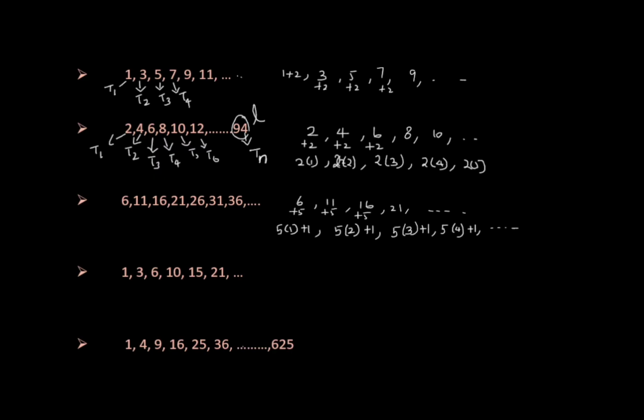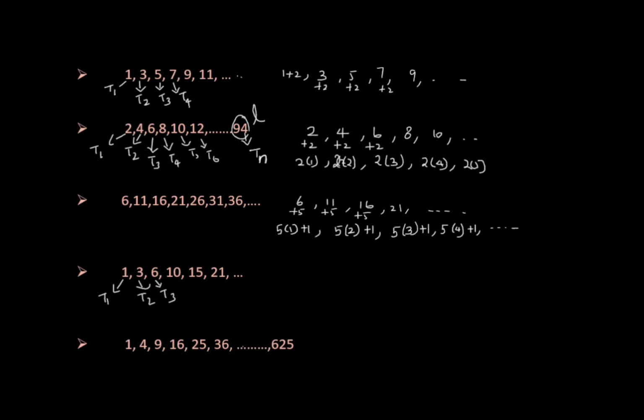Next sequence 1 3 6: the first term T1 is 1. Then how are we getting 3? When we add 2, we get 3. And if we add 3 plus 2, we would get 5, but the sequence says the third term is 6. So adding 2 is not correct here, because 6 plus 2 is 8 should come, but 10 is there. So plus 2 is not the common one here.